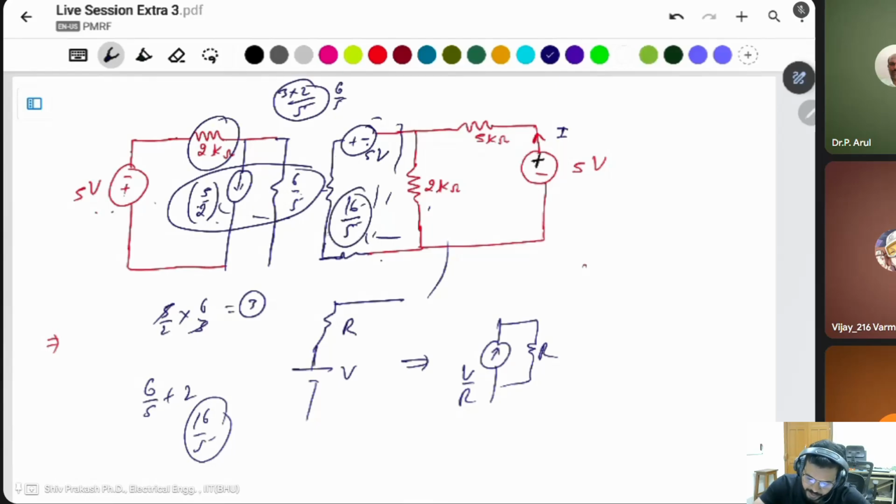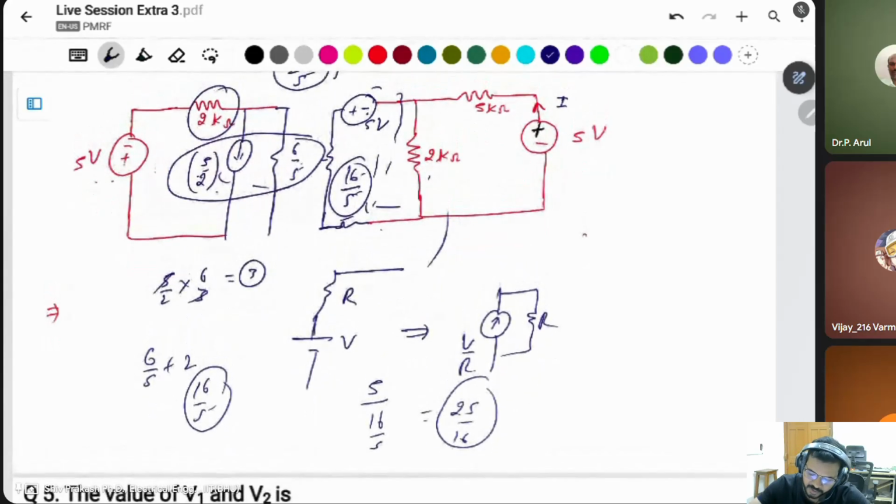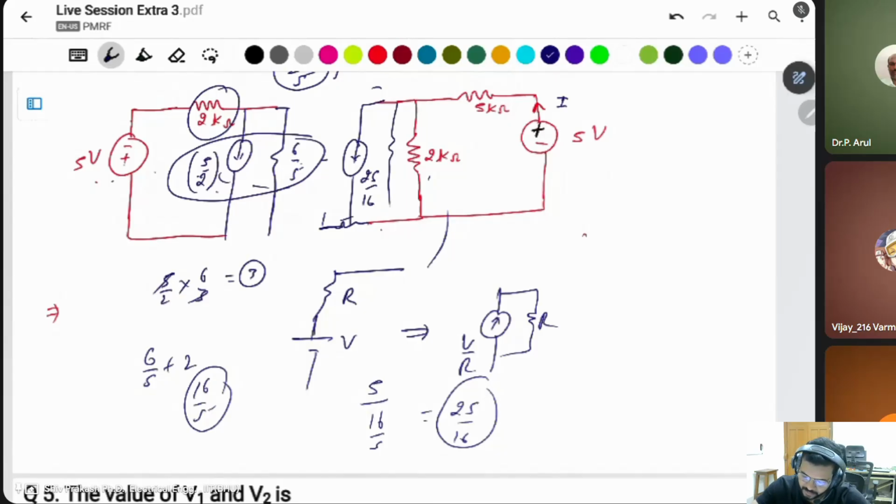Again we try this one by using 5 volt divided by this resistance 16 by 5. This will be 25 by 16, the amount of current passing through. Then this current is 25 divided by 16 in parallel with a resistance 16 by 5. Now these two are connected in parallel. We have to solve these two.